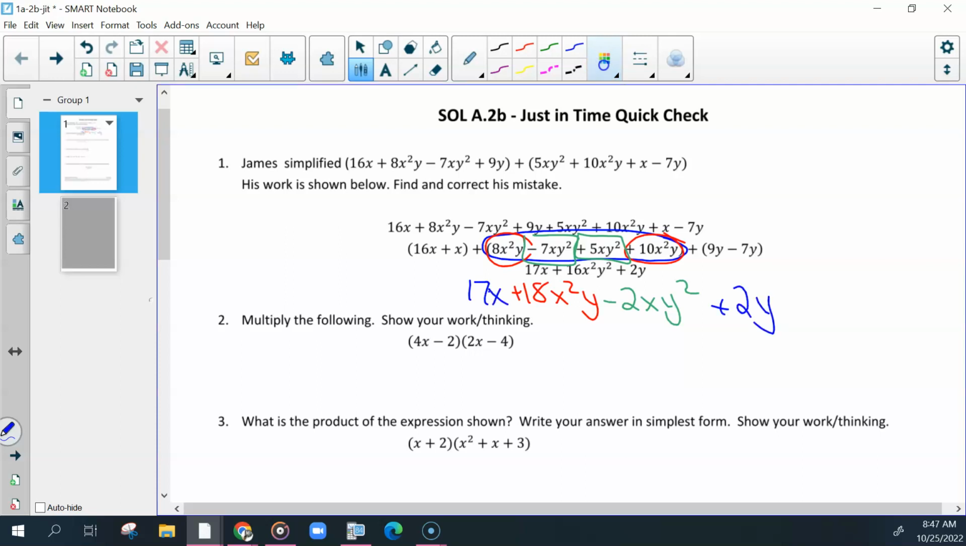So we should have had 4 terms instead of just 3. So 17x plus 18x squared y minus 2xy squared plus 2y. Otis. And we can put this in any order. This needs to be in ABC order. So x has to come first, and then highest exponent. Okay. All right. Other questions on that one?